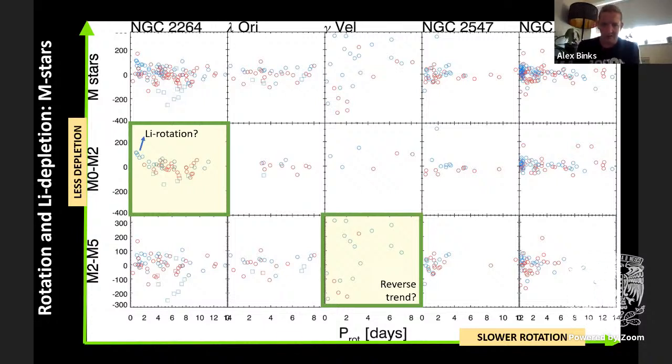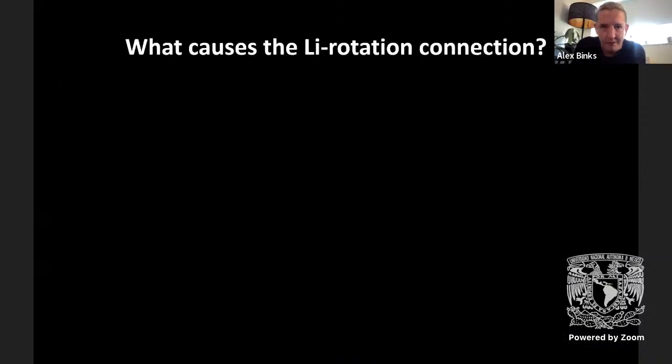Again, I should say that these are low number statistics, and perhaps a better way of commenting on the trend in Gamma Vel for these mid-M stars is that we don't see any trends at all, which might itself be interesting because lithium depletion has certainly kicked in for those kinds of stars in Gamma Vel, as you saw before. So a hint of a reverse trend, definitely compatible with no trend, but definitely doesn't replicate the lithium rotation connection like you do for the K stars.